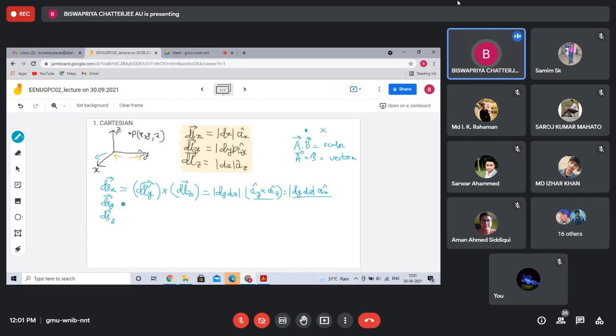Similarly, if we do dsy, the rest of the two variables must be multiplied. So it will be dlz cross dlx. Sir, a cross product, vector. Yes, dlz cross dlx.